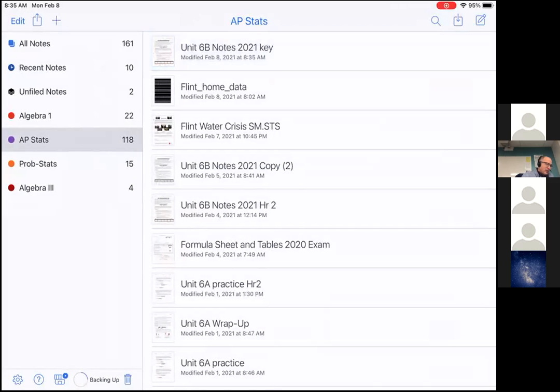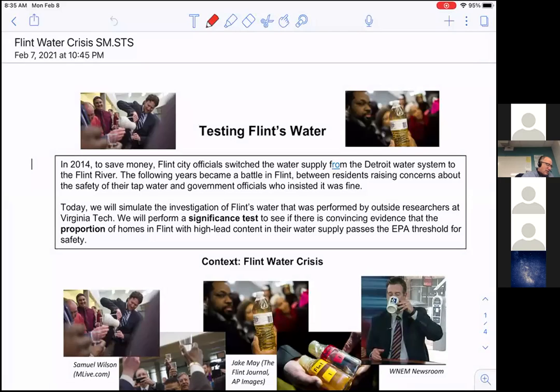So let's pull up the Flint, Michigan water thing. In 2014, to save money, Flint city officials switched the water supply from the Detroit water system to the Flint River. The following years became a battle in Flint between the residents who raised concerns about the safety of their tap water and government officials who insisted it was fine. Today, we're going to simulate the investigation of Flint waters that was performed by outside researchers at Virginia Tech. We will perform a significance test to see if there's convincing evidence that the proportion of homes in Flint, Michigan with high lead content in their water supply passes the EPA threshold for safety.